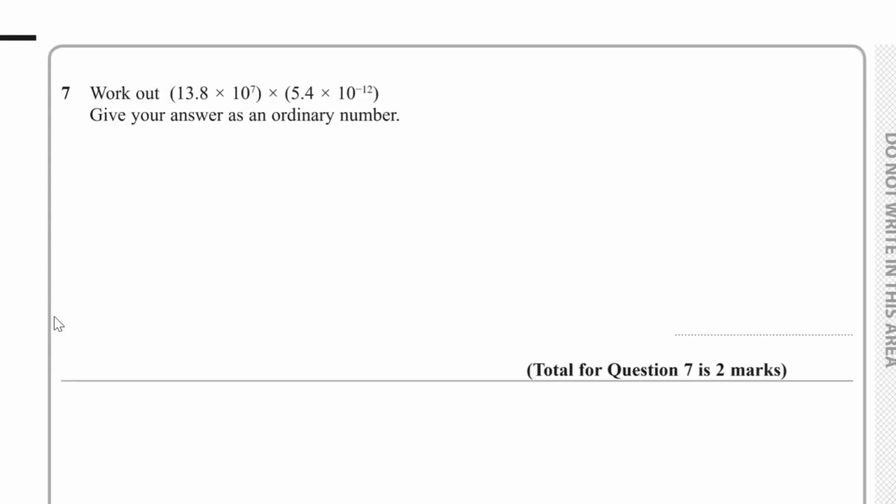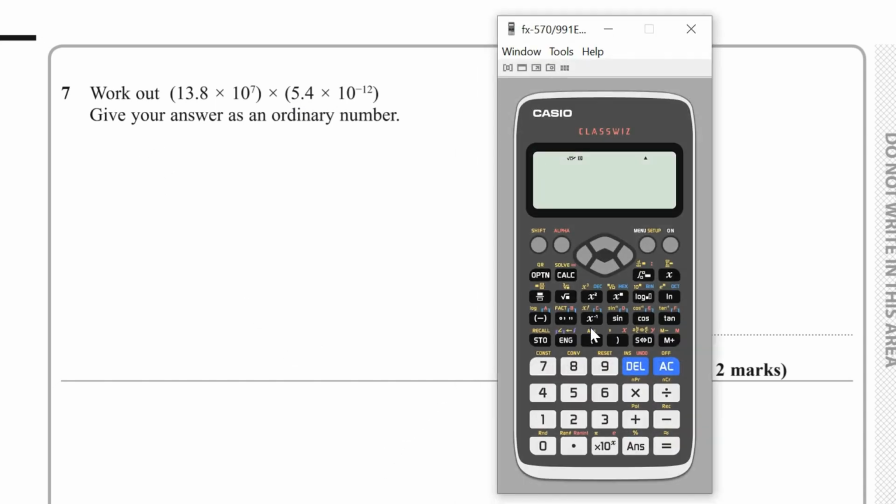Question number 7. We have to work out 13.8 times 10 to the 7 multiplied by 5.4 times 10 to the minus 12, and we have to give our answer as an ordinary number. Well, here, if we work this out on our calculator, we've got 13.8 times 10 to the 7 multiplied by 5.4 times 10 to the minus 12.